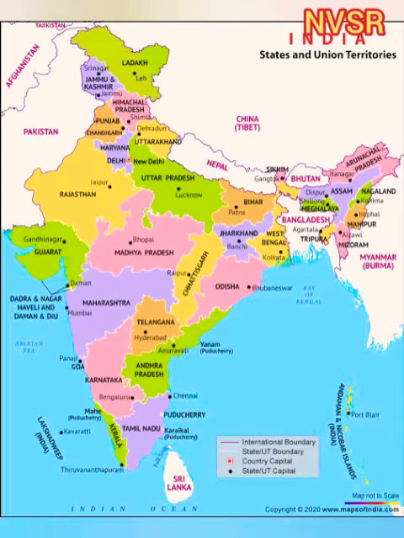Next, evolution of states and union territories. Integration of princely states. At the time of independence, India comprised two categories of political units, namely British provinces under the direct rule of the British government, and the princely states under the rule of native princes but subject to paramountcy of the British crown.